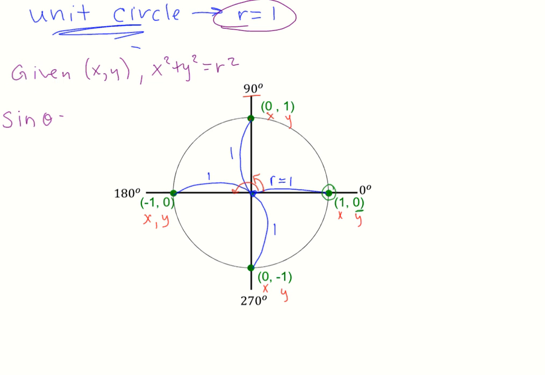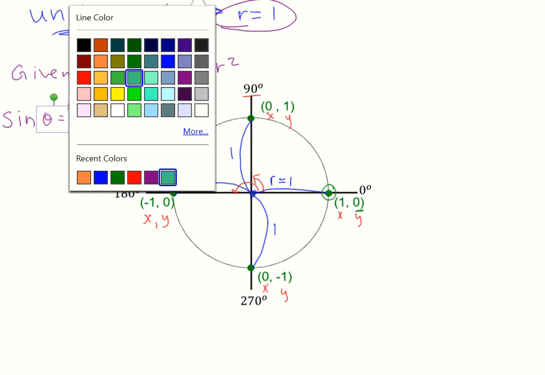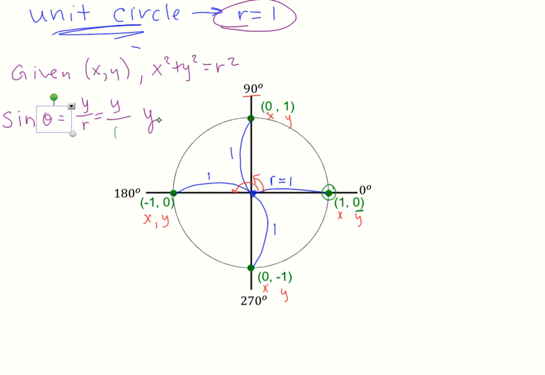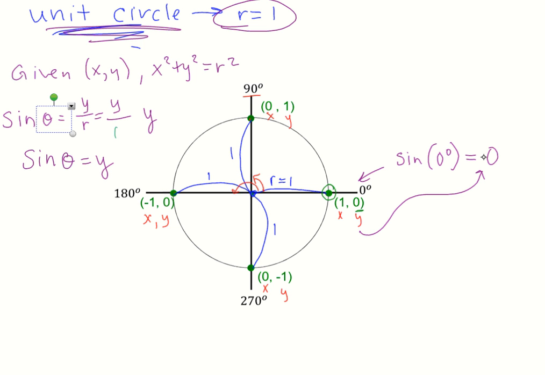So the sine of an angle is equal to y over r, but since r is 1, well, y divided by 1 is just y. So this simplifies down to the sine of an angle on the unit circle only. It has to be the specific unit circle. It is just equal to the y coordinate. So over here at 0 degrees, the sine of 0 degrees is 0 because that's the y coordinate.